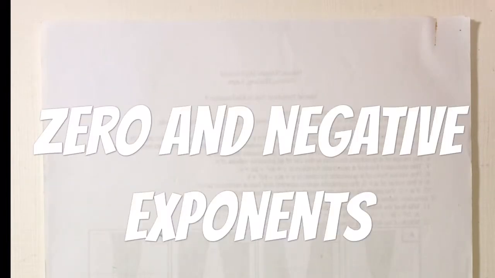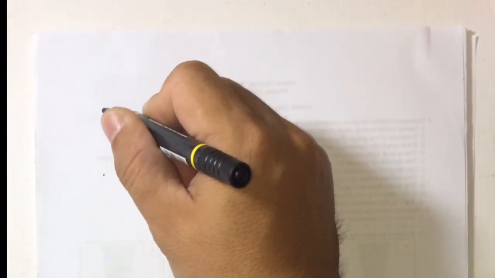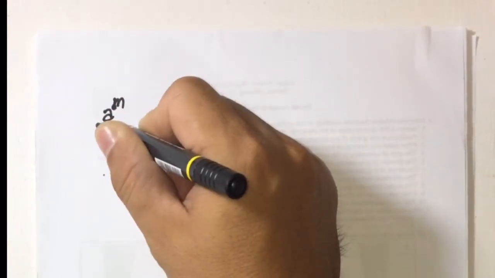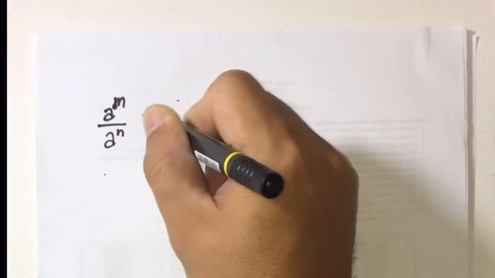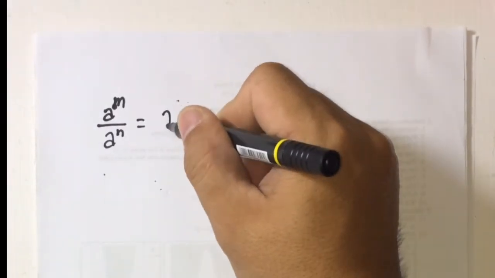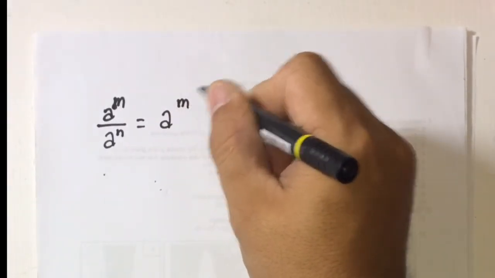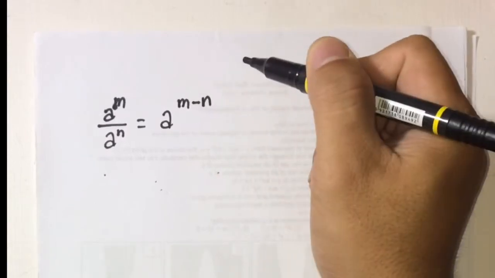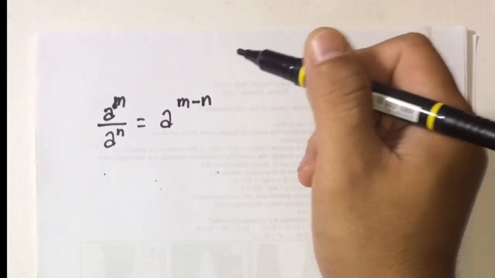Hi guys, our next video will be about zero and negative exponents. Zero and negative exponents came from the law of exponent, which is quotient of powers. So quotient of power states that a to the power of m over a to the power of n is equivalent to copy the base a, then subtract the exponents m minus n.